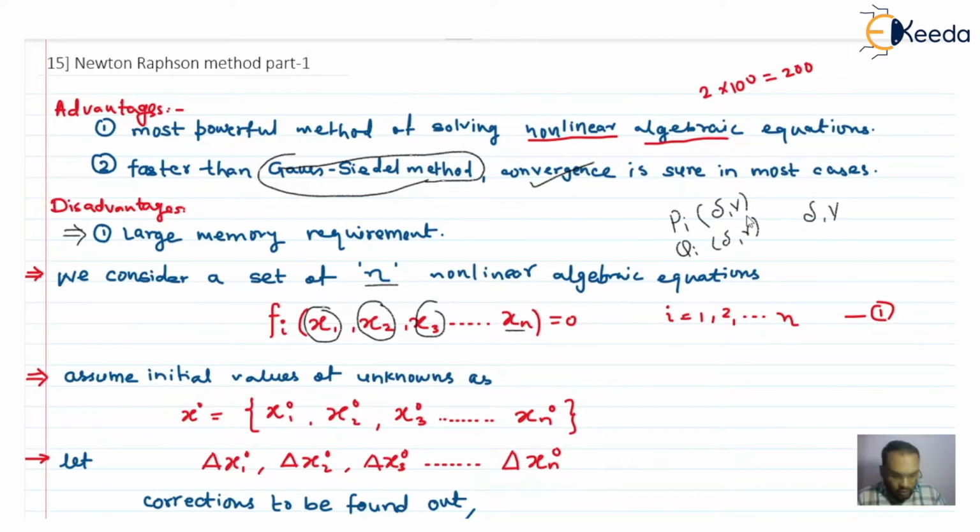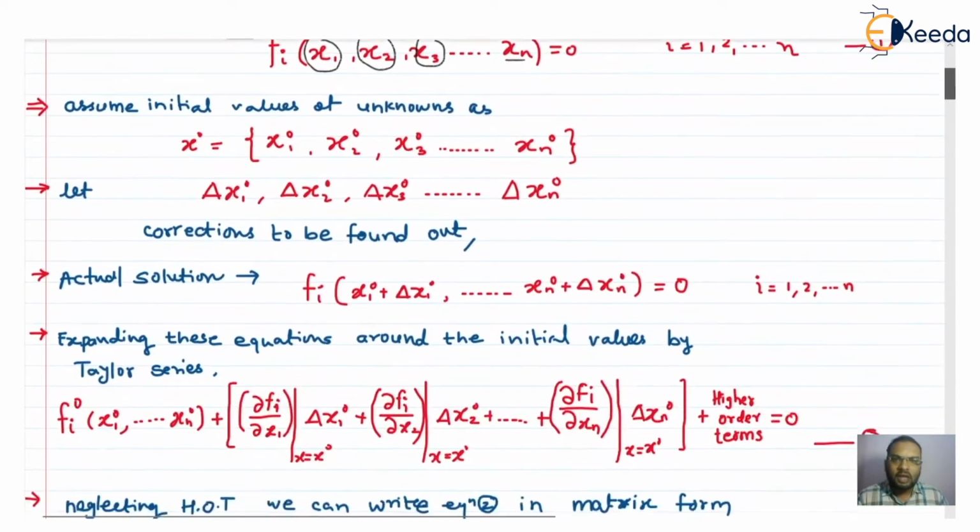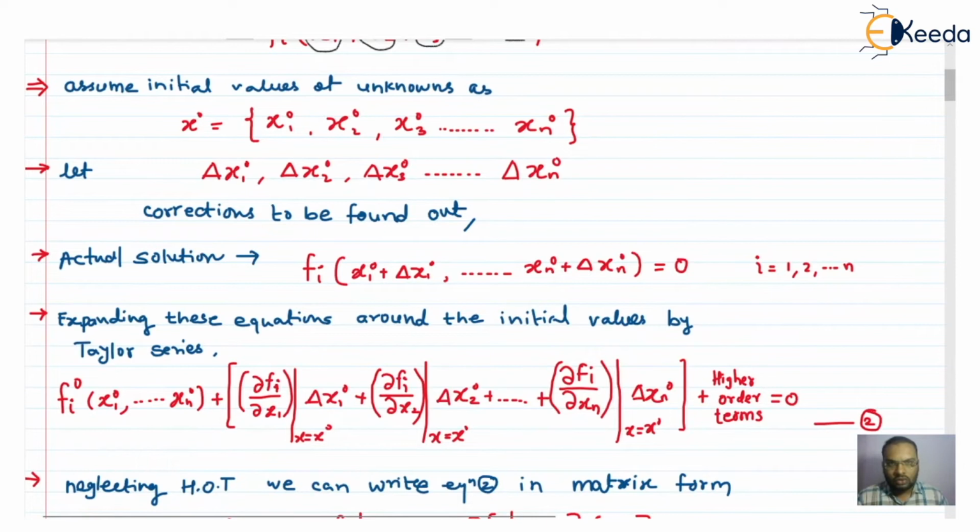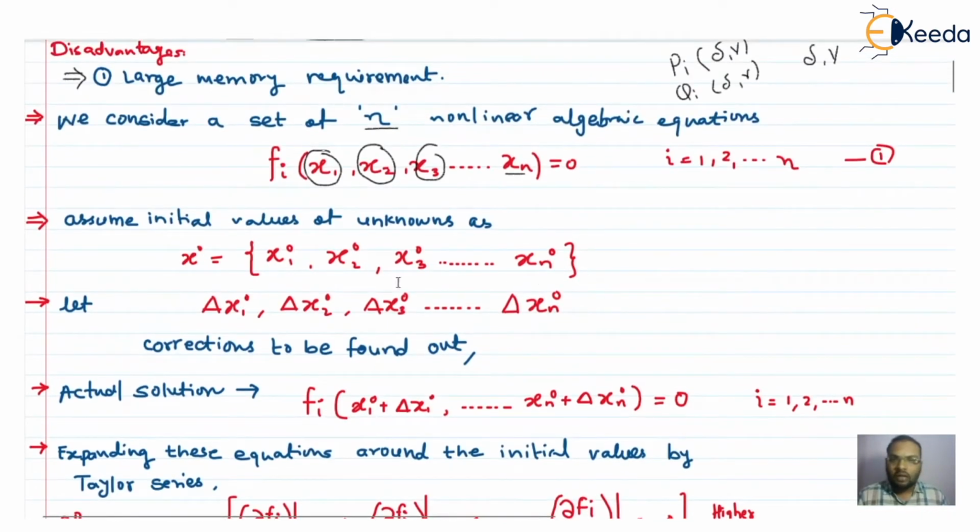So what we have to do? Each iteration or each numerical method starts with an assumption. Same is the case in the Newton-Raphson method. We have to start with some assumption. So let us assume some values for those variables that we have been using in these nonlinear algebraic equations.